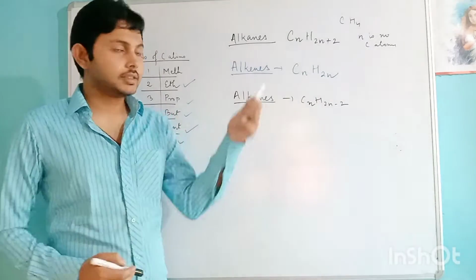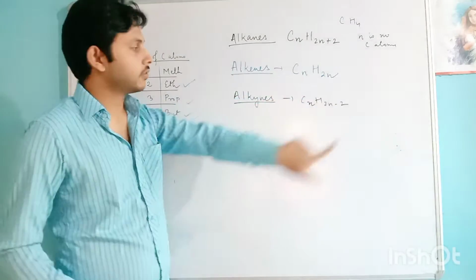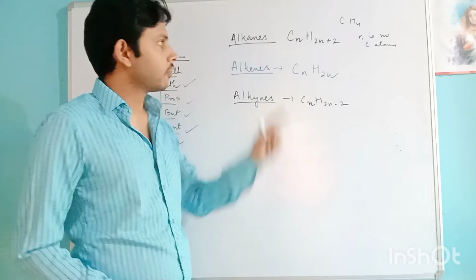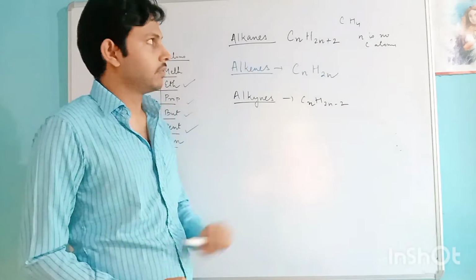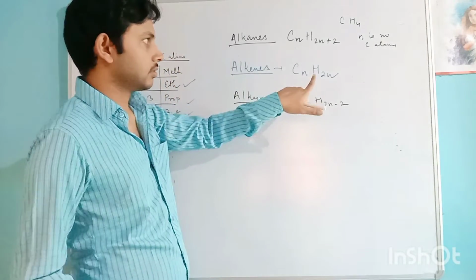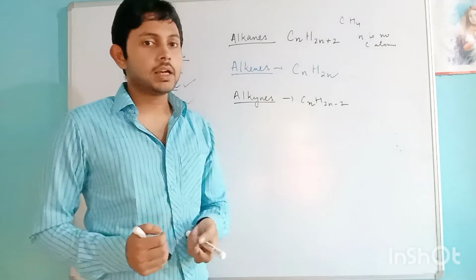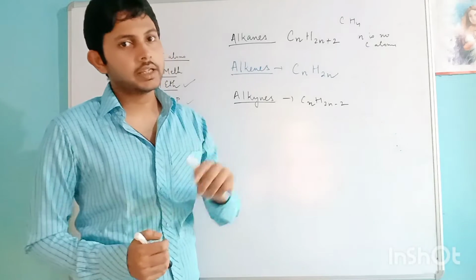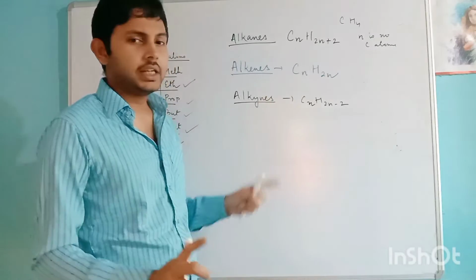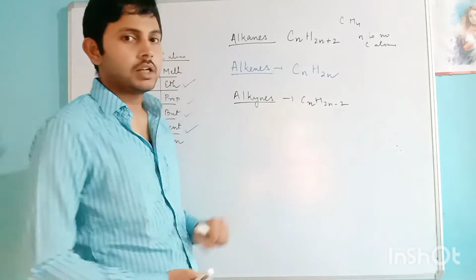Like alkanes, alkenes and alkynes also have general formulas, which are CnH2n for alkenes and CnH2n minus 2 for alkynes. Now for alkanes, the simplest member is methane, which has one carbon atom. But for alkenes and alkynes, there can't be one with one carbon atom. Why? Because in an alkene there must be a double bond, and to make a double bond we need two carbon atoms. Similarly, to make a triple bond we also need two carbon atoms.